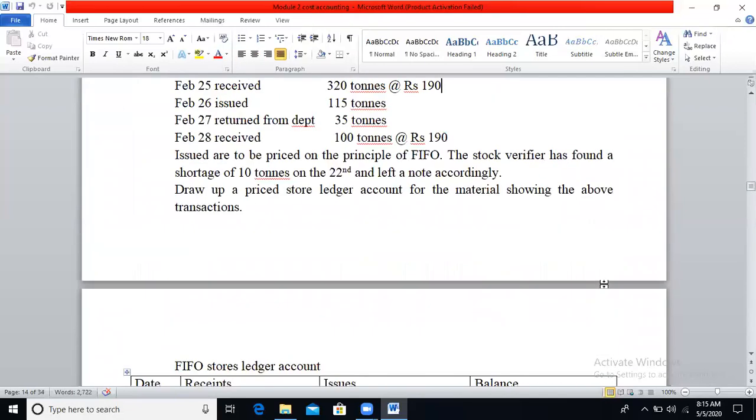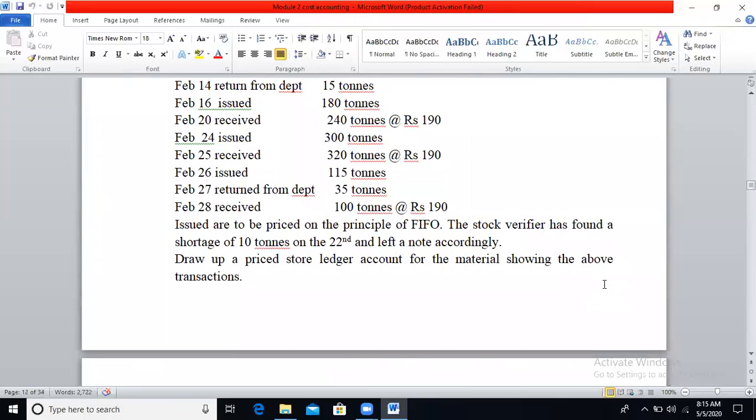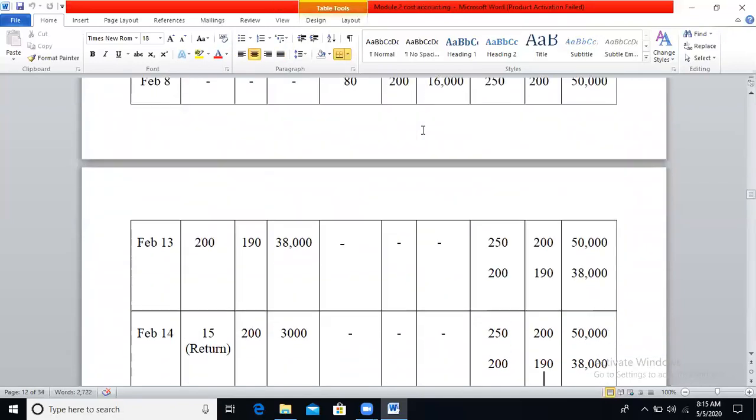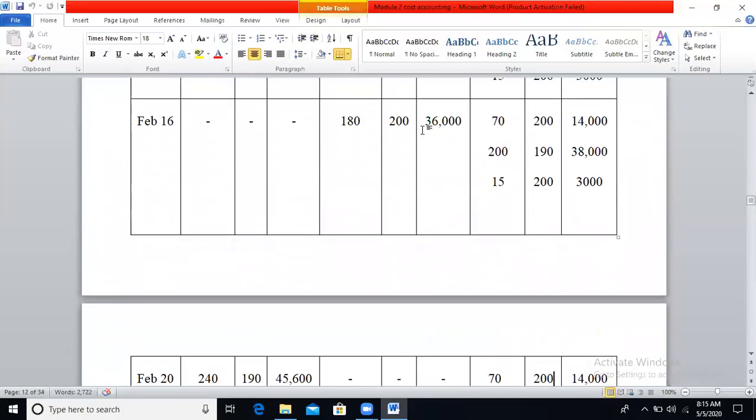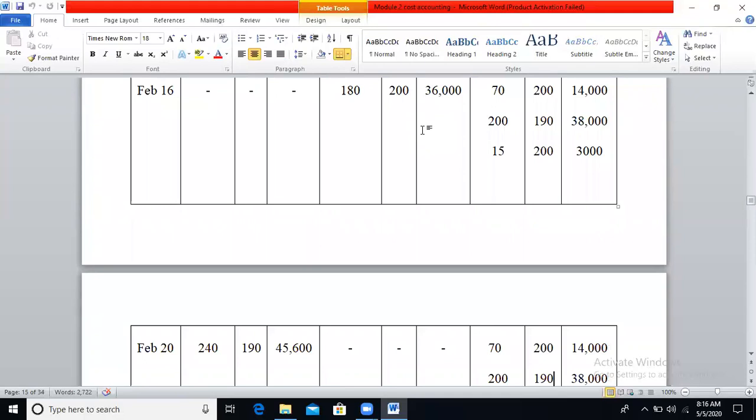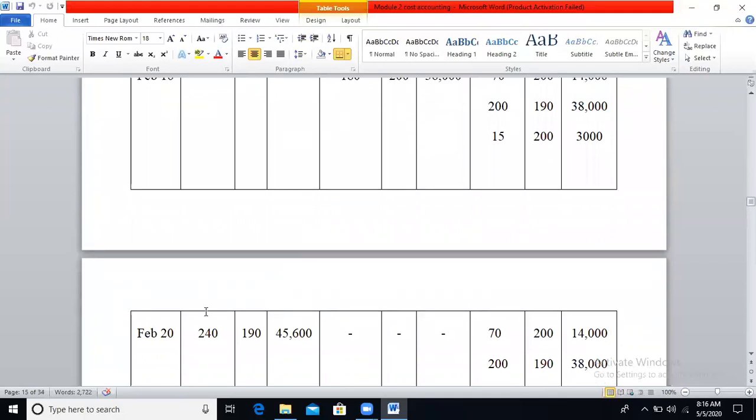The next transaction is February 20th. Once again we are receiving 240 tons at rupees 190. So February 20th, we are receiving 240 tons at rupees 190. If you multiply 240 into 190, you will get 45,600.